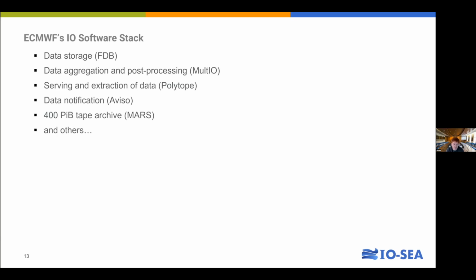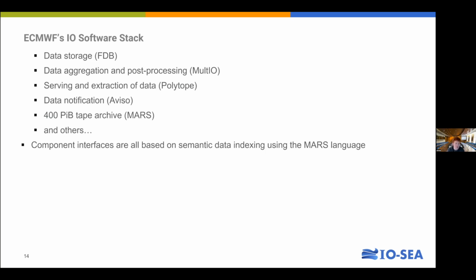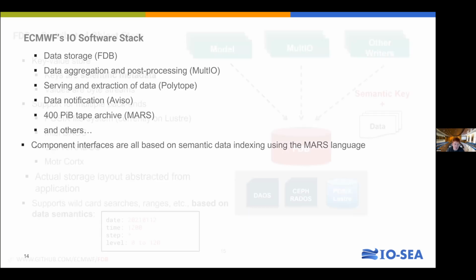And hopefully that will be applicable to some of you today. We also have software for doing data aggregation and on-the-fly post-processing. We have externally facing APIs for data extraction and data notification. And we also have our tape archive with its own API. All of the interfaces to these components are based on semantic data indexing. And I'm going to go through these components, just a slide on each, to give you an idea of how these different systems work with this kind of semantic data indexing.